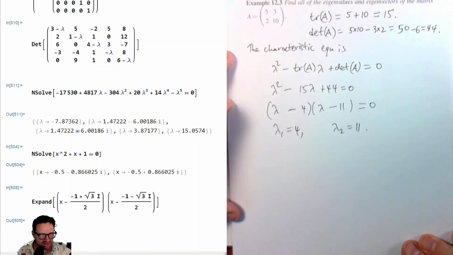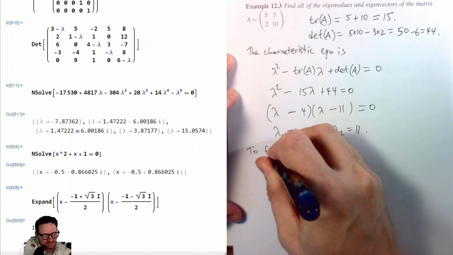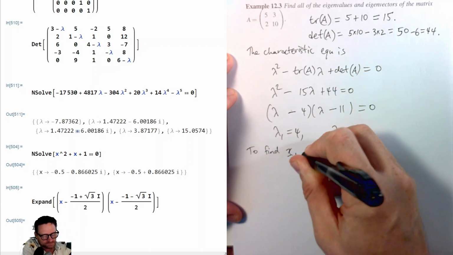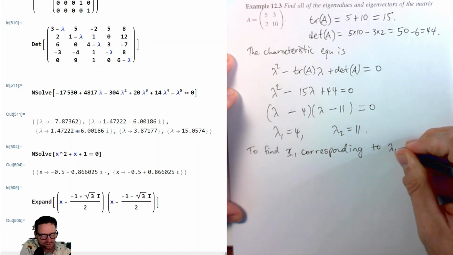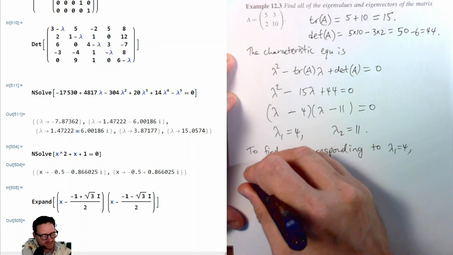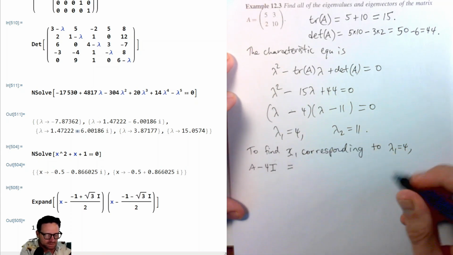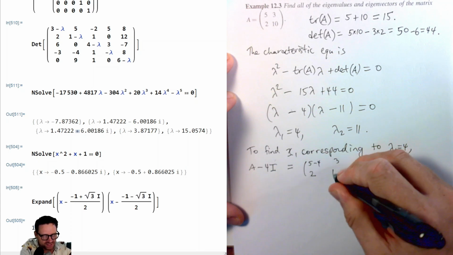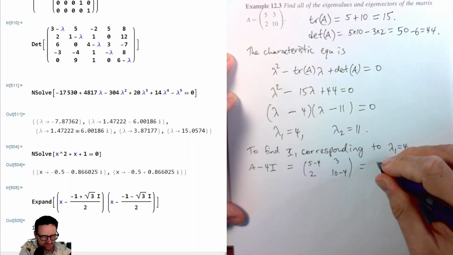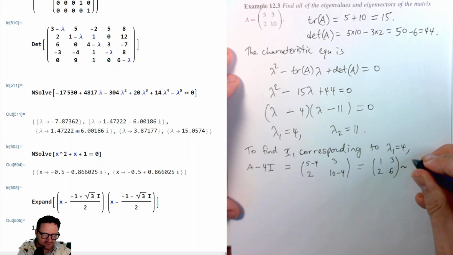All right, now let's find x1, the eigenvector corresponding to the eigenvalue 4. So to find x1 corresponding to lambda 1 equal to 4, we take A minus 4I, and so this is 5 minus 4, 3, and 2, and 10 minus 4, which is 1, 3, and 2, 6. And this is equivalent, in row reduced echelon form, to 1, 3, 0, 0.